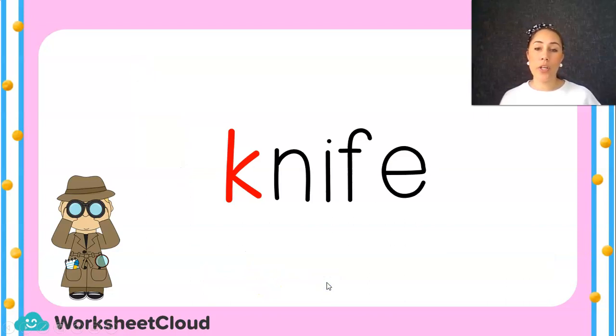Okay, our next word is the word knife. Now knife has a silent K in the front, and we're only going to start reading it from the N.